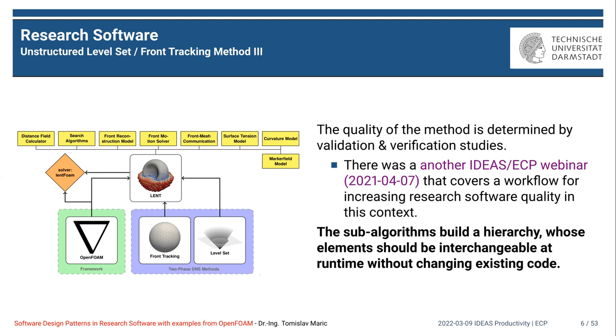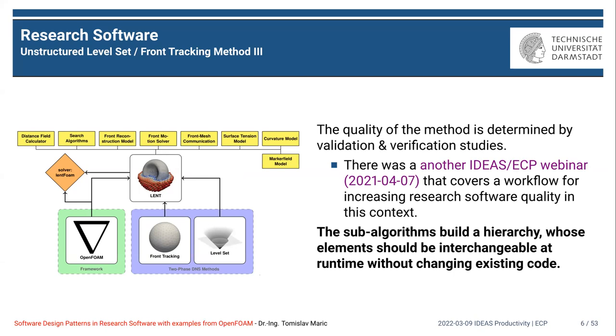And as Ozzy mentioned, there was another IDEAS ECP webinar that actually covers the workflow for increasing the research software quality in this context. But the main point here is not this, it's that when we have these kinds of sub-algorithms, we don't have one algorithm per category, right? We do not usually have a surface tension model that just works immediately. So we go to the board, we write up a surface tension model, we implement it, debug it, and perfect. We have a scientific publication, we solved a problem that's 30 years old. This is not how it works.